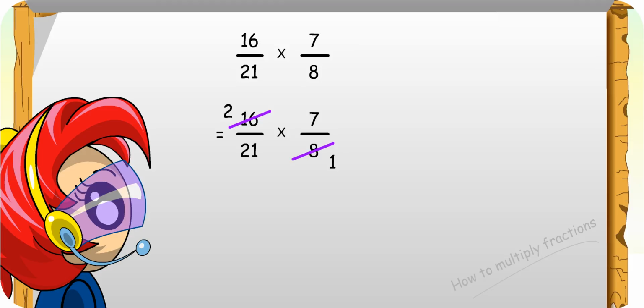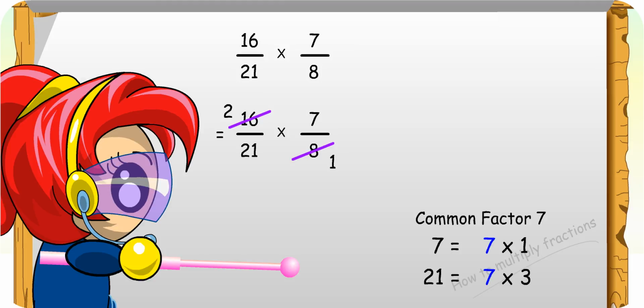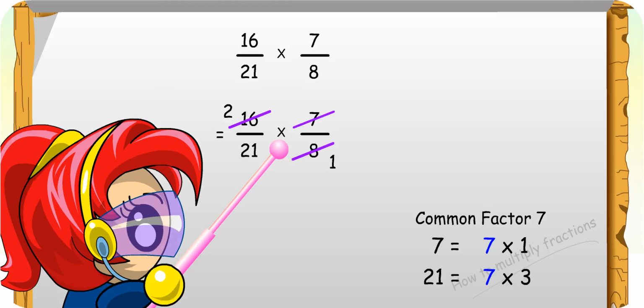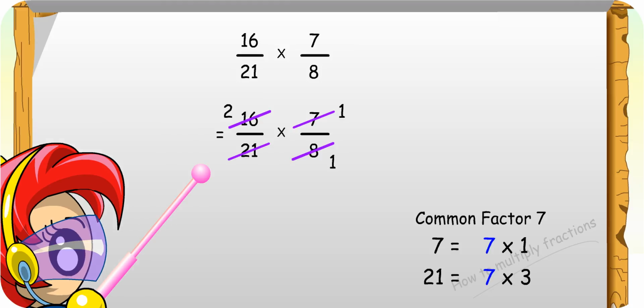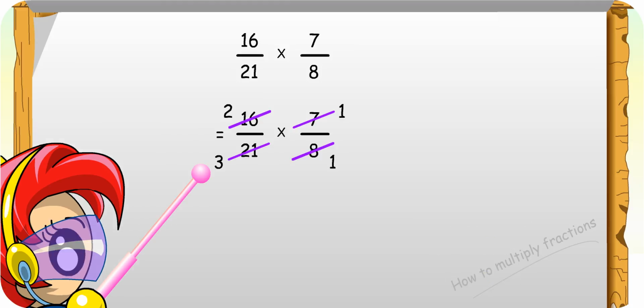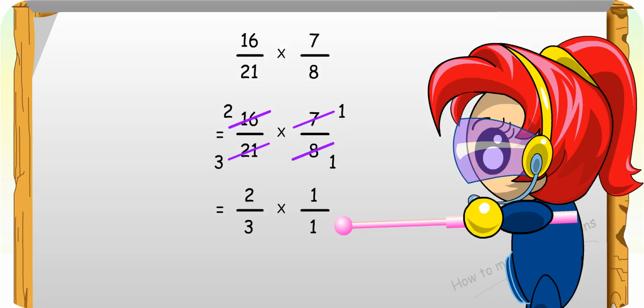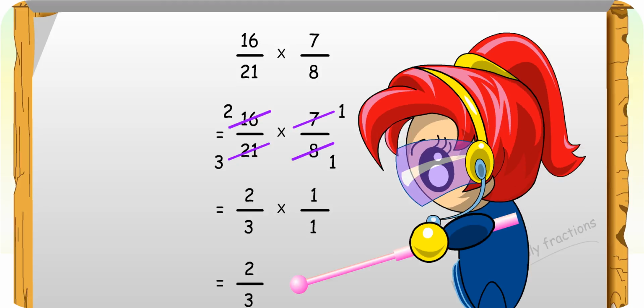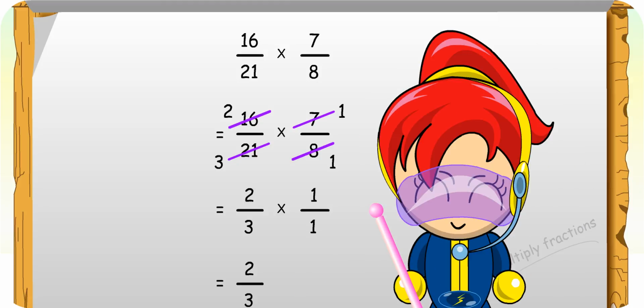Secondly, I further simplify the fractions. The common factor of 7 and 21 is 7. When I divide the numerator 7 by 7, I get 1. And when I divide the denominator 21 by 7, I get 3. Now, I get the fractions 2 over 3 times 1 over 1. I simply multiply them and I get the answer 2 over 3. Excellent work!